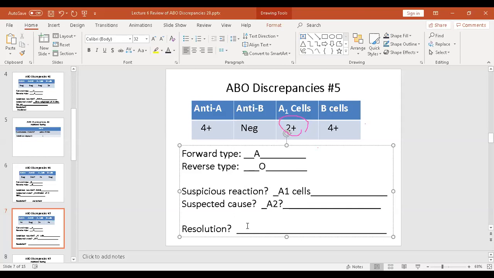So what is our resolution? There are quite a few things we can do, and I'm basically going to talk about that on the next slide. I actually made a new slide for this one.